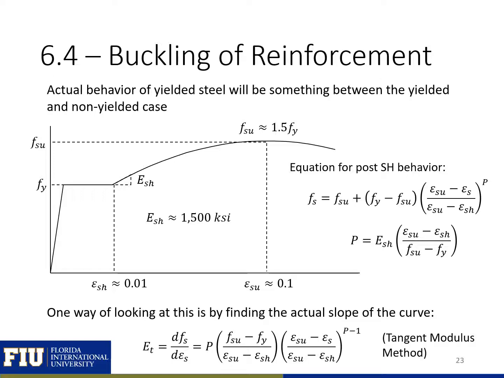One way of determining our stiffness is we can create an equation for our post-strain hardening behavior, and then know that our stiffness is just the slope of this equation. So we can find our ET as just the derivative of this expression, which is shown here. This procedure is called the tangent modulus method. And within it, we're assuming that the entire bar is yielding and the entire bar has the same strain.